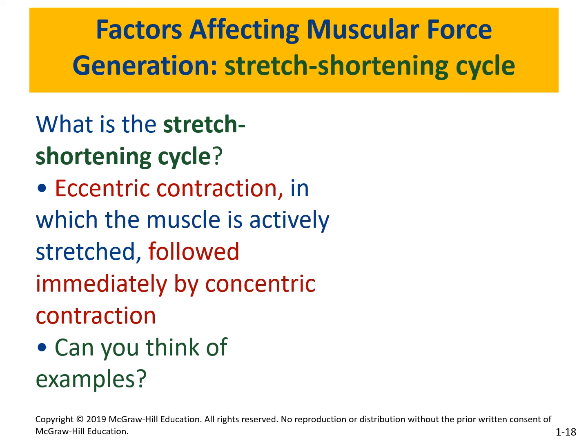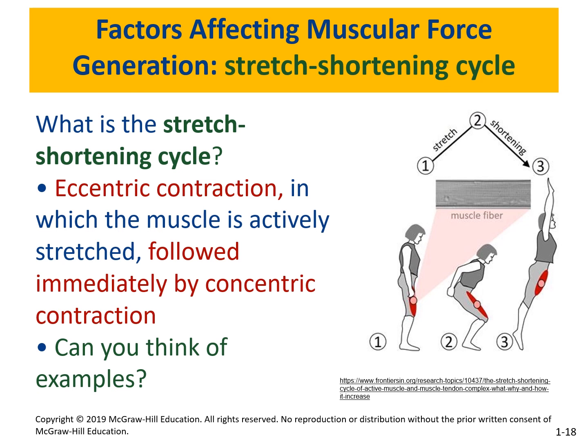Can you think of examples? This is an example, right? You go down and then you jump. You are stretching the muscles here. You have eccentric contraction, elongation, and contraction happening there. The muscle fibers go stretch, shortening, stretch, and shortening, and that's what happens to the muscle, right?